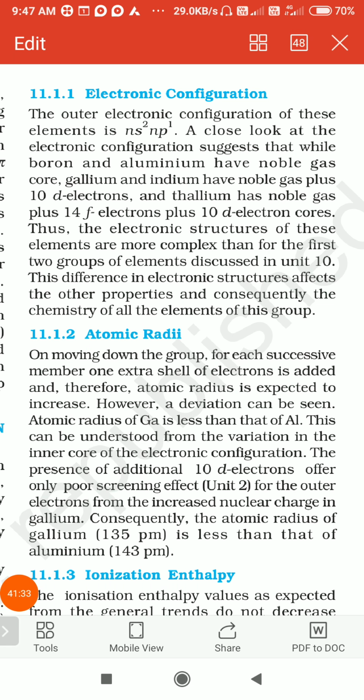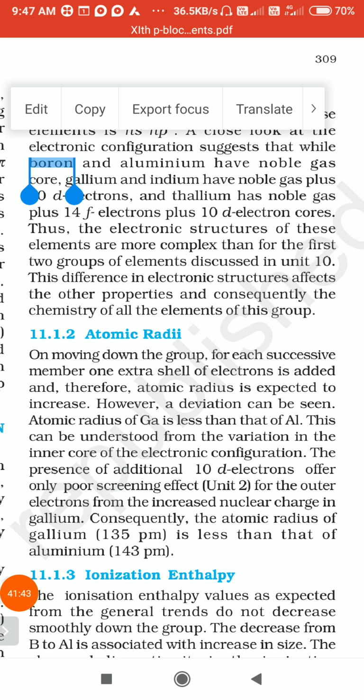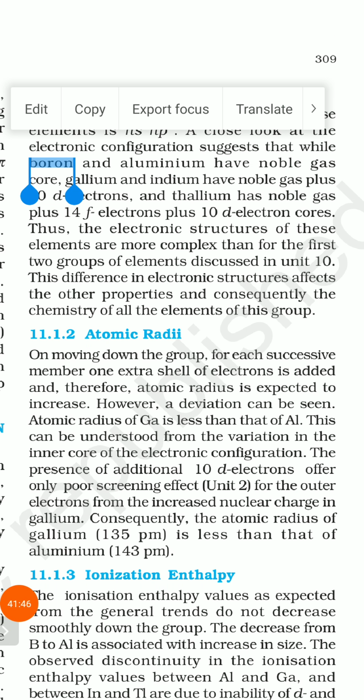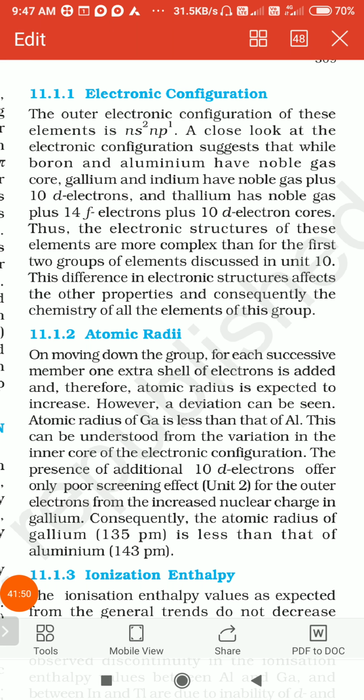So boron and aluminum have a noble gas core. That means how many electrons are required to attain a stable electronic configuration? By losing one electron, these 13th group elements will attain a more stable electronic configuration.